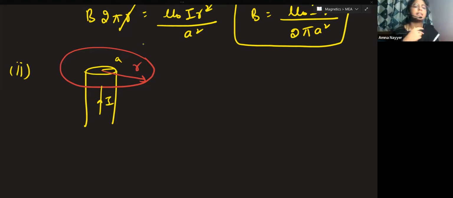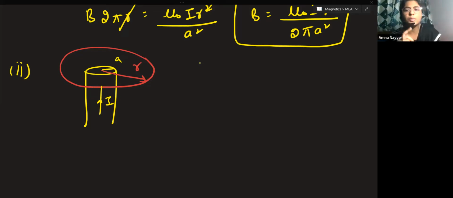See, Fatima is right. You have to consider the current that is within the Amperian loop. Now the complete wire is within the Amperian loop. So it means you have to enclose what? The total current. So it will be capital I. It won't be the same as the first case.